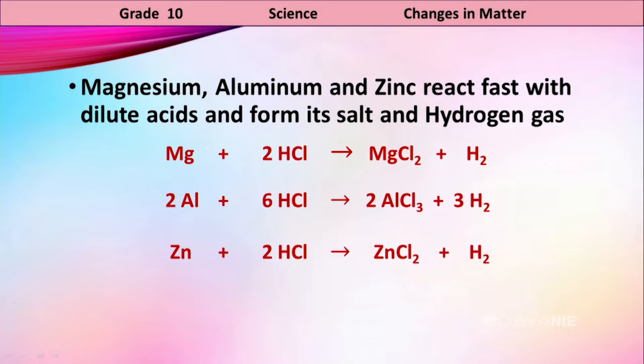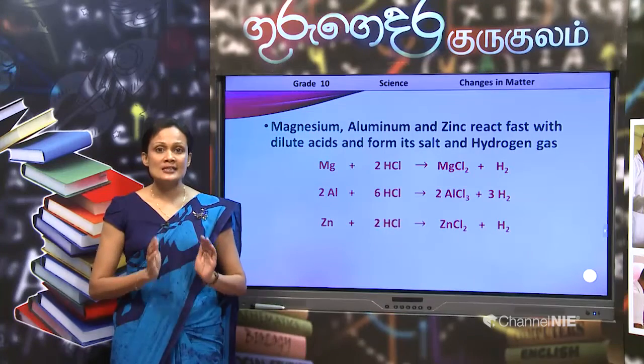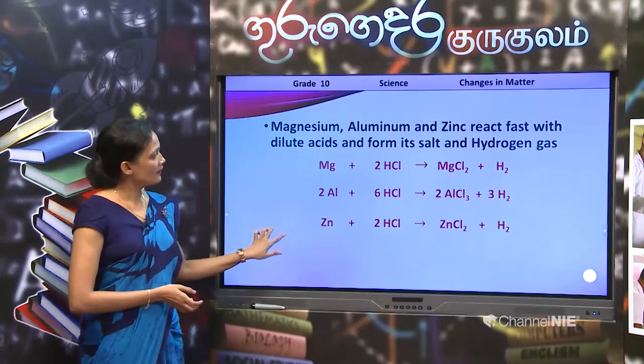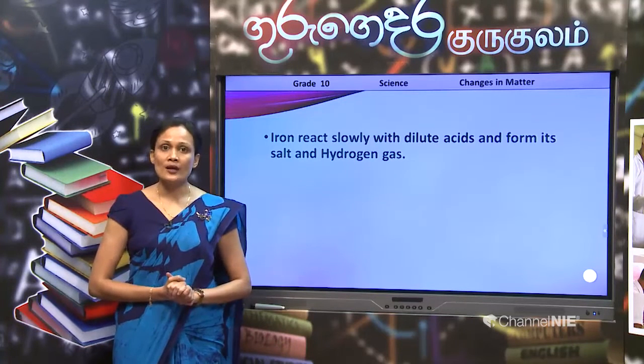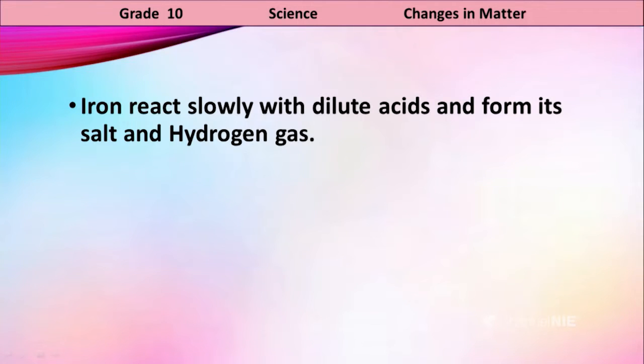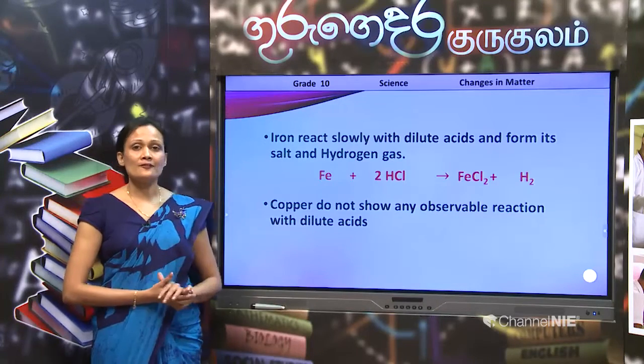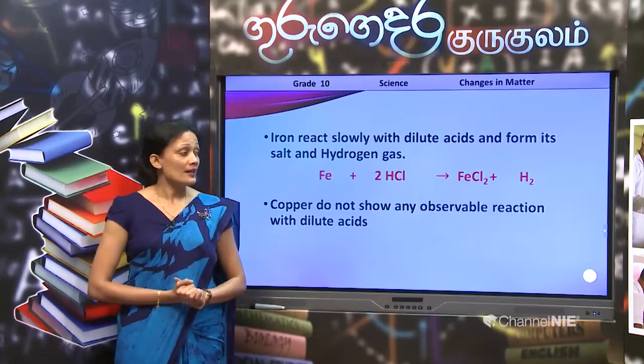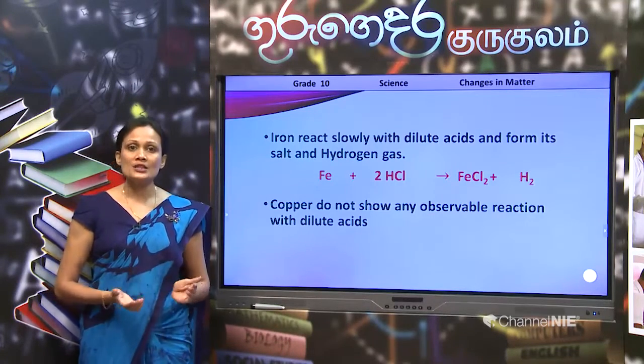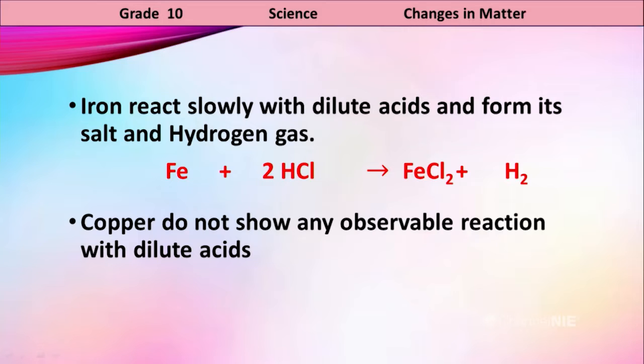But these metals do not react with the same speed. If we consider iron, it reacts with dilute acid, but it occurs very slowly and forms its salt and hydrogen gas. Iron reacts with hydrochloric acid and forms iron chloride and hydrogen gas. If we consider copper, it does not show any observable change with dilute acid.